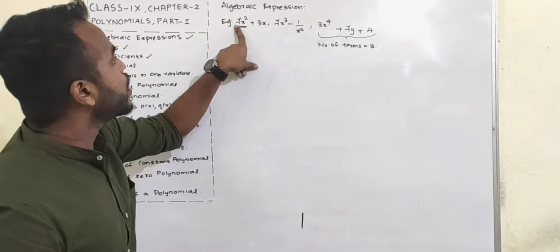Coming to the next expression, 7x cube minus 1 by x square. Then what if I ask, what is the coefficient of x cube? Coefficient of x cube is clearly 7. Is that clear? Now, let it be here.